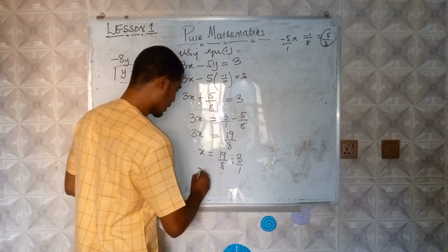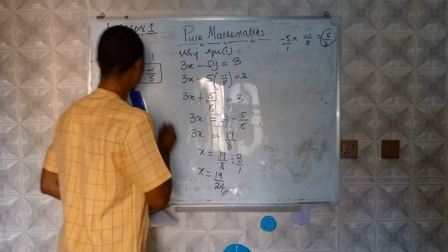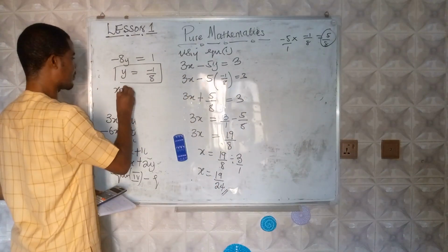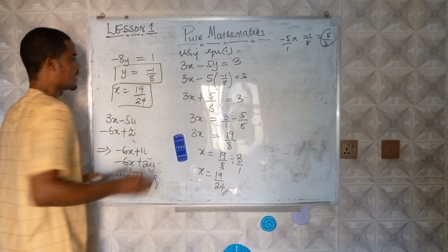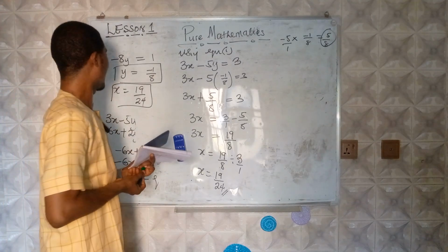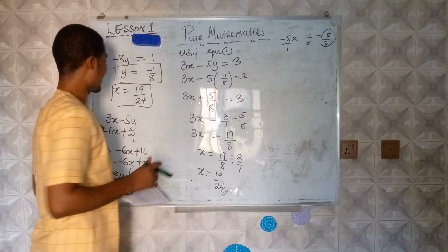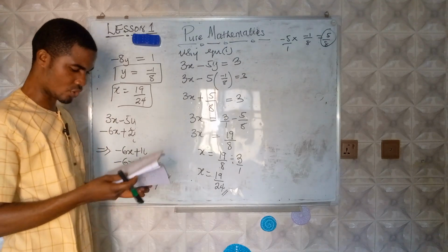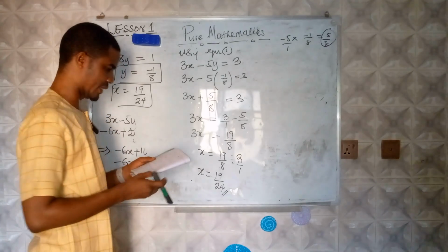That will give me, my x becomes 19 over 24. So I've got my x to become 19 over 24. So the values of x and y are, y is minus 1 over 8 and then x is 19 over 24. I believe that is very well understood.